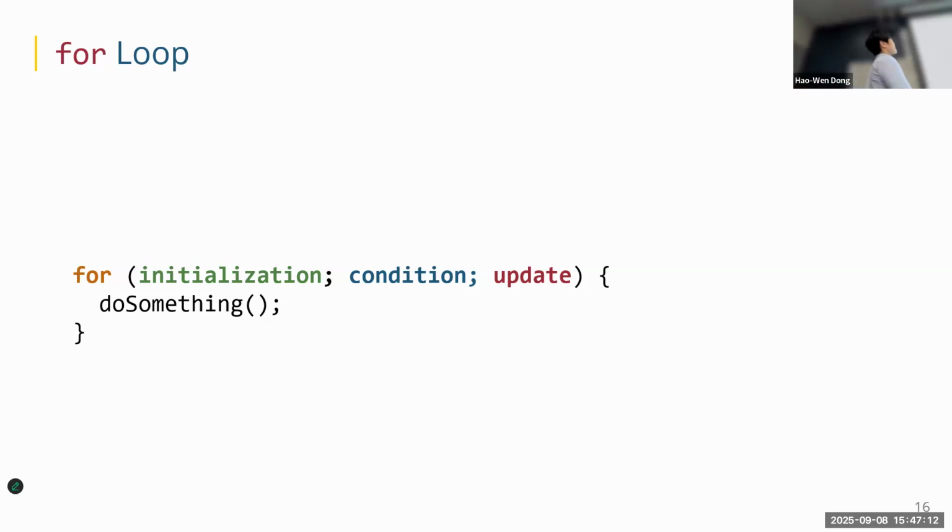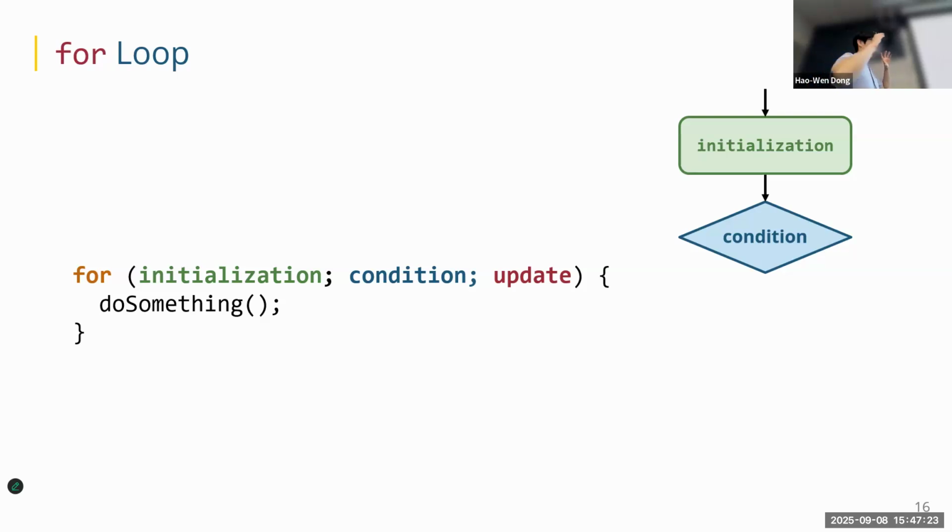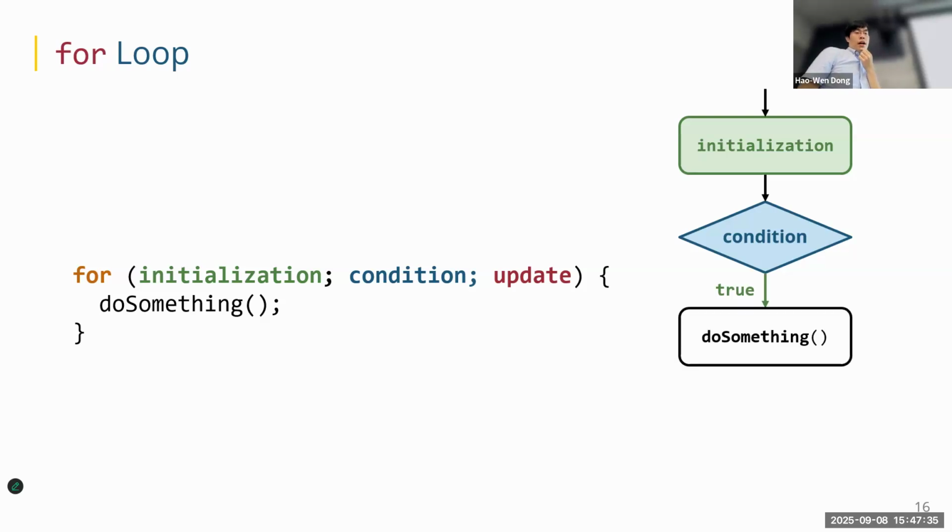So you initialize something, whatever that initialization is, and then the first thing you do is check for the condition, because that's the while loop. The while loop is that you first check for the condition and then do something. A do-while loop is the opposite: you do something and then you check for the condition. If it's true, you do something. If it's not true, you just don't do it.